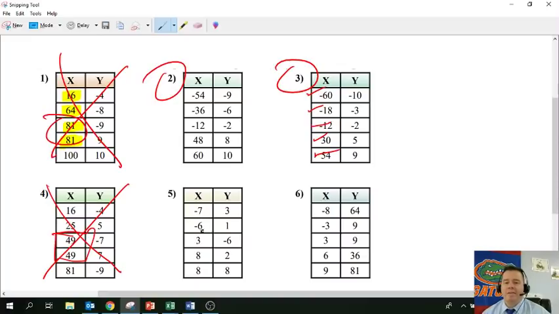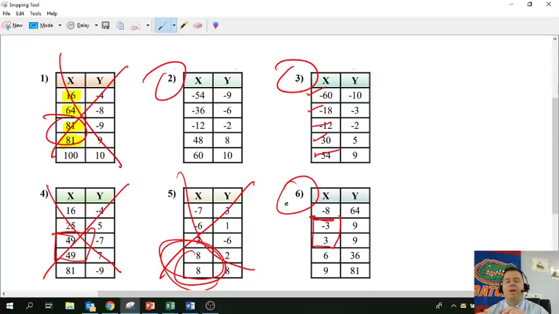So there you go. Look at number 5. Okay, negative 7, negative 6, 3. All right, you see this right here? This is what tells me that it cannot be a function. So this is not a function. And now we look at number 6: negative 8, negative 3, 3, 6, 9. This is going to be a function because there is a difference between a negative 3 and a 3, and of course the difference is 6.